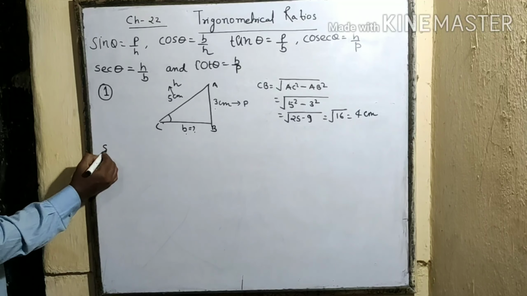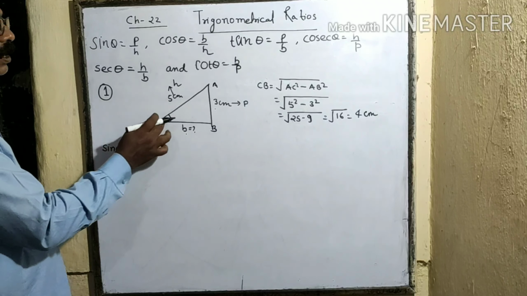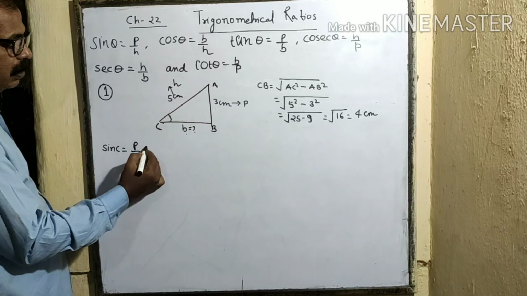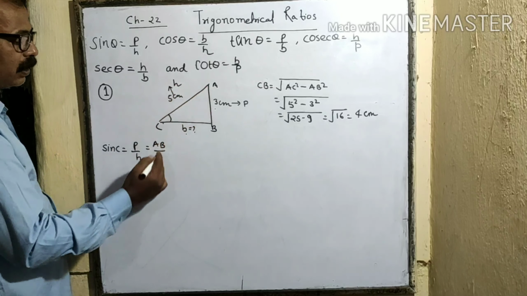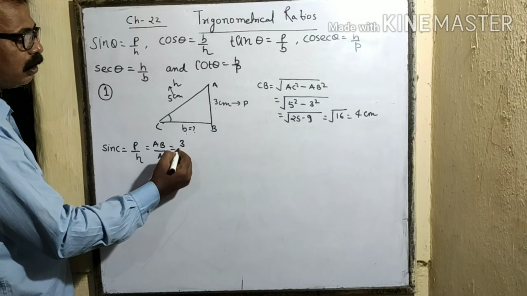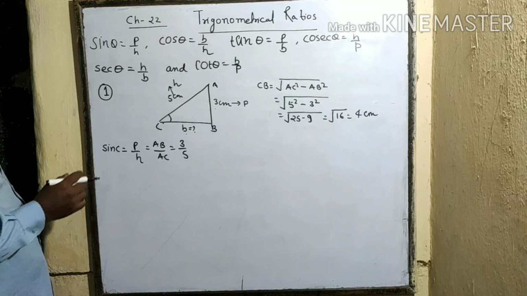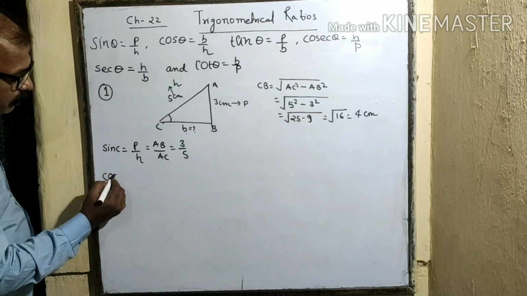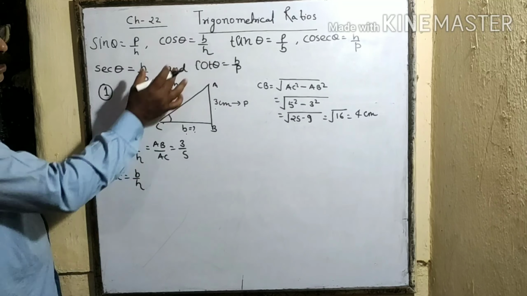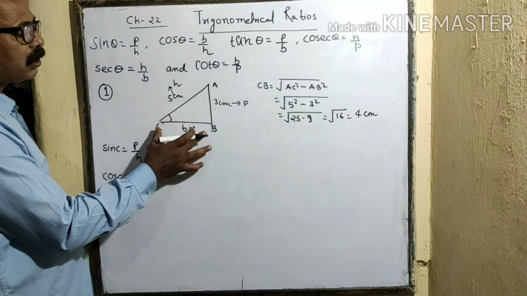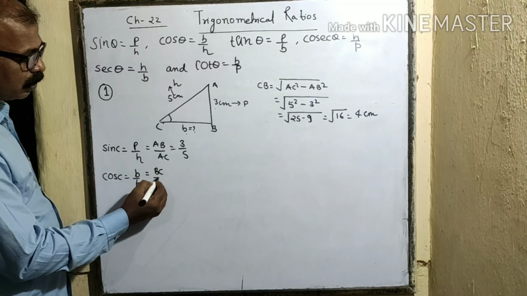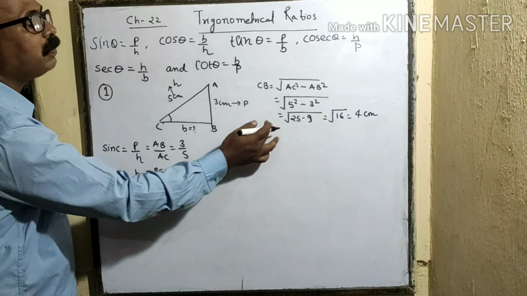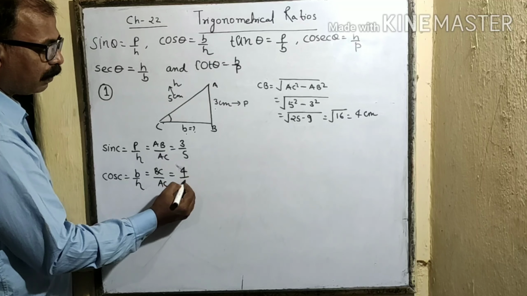Now you have to find the value of sin C. Sin C is equal to P by H, the sin formula we know. P will be AB, and H will be AC. So it is 3 by 5. No need to write a unit, because a trigonometric ratio is a pure ratio, it has no unit. Cos C will be equal to B by H. For this angle C, B is BC and H is AC. BC we have calculated as 4, so it is 4 by 5.